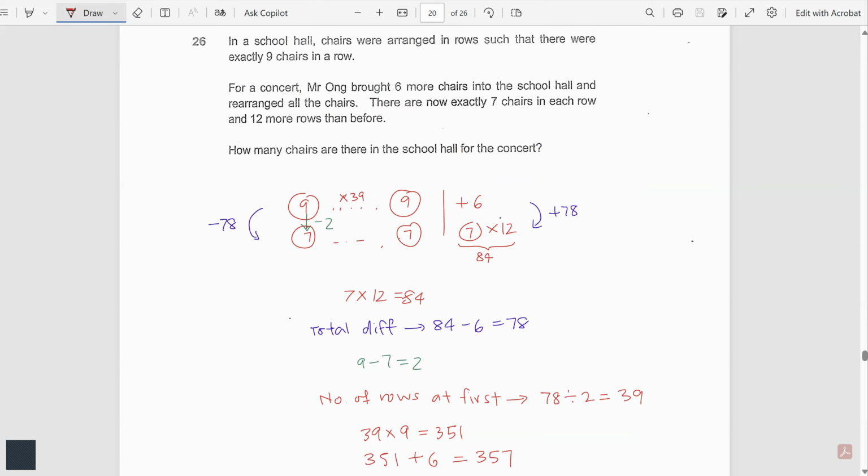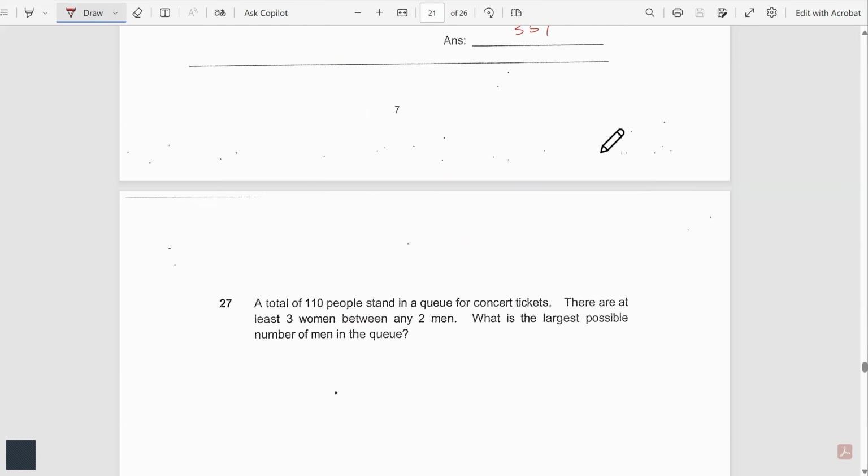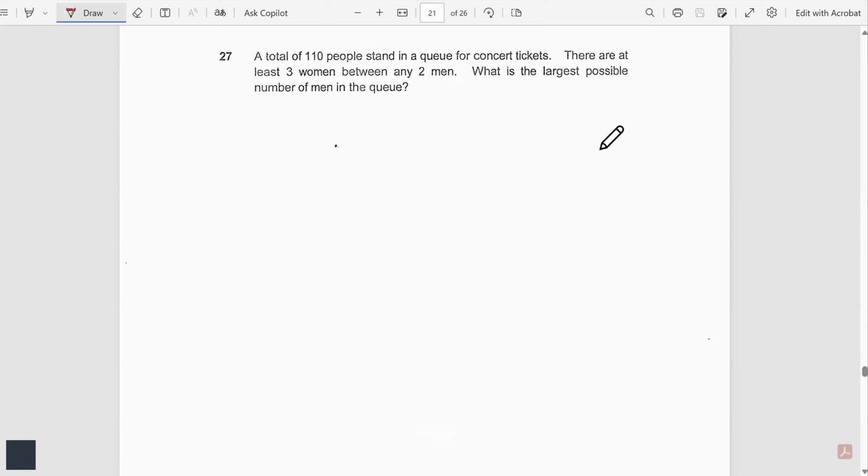Okay, let's look at question 27. A total of 110 people stand in a queue for concert tickets. There are at least 3 women between any 2 men. What is the largest possible number of men in the queue? Okay, so let's picture this. What does it look like? At least 3 women between any 2 men.